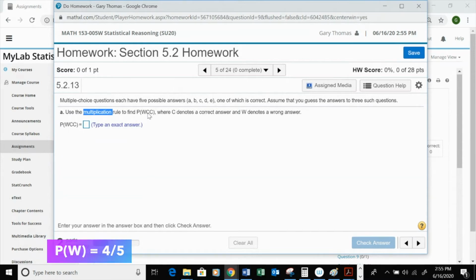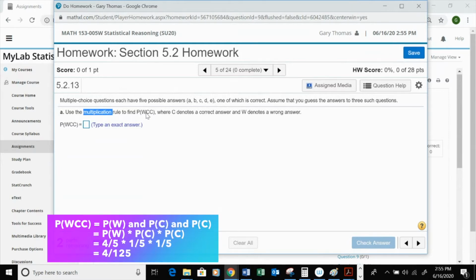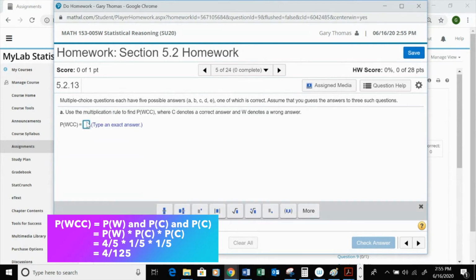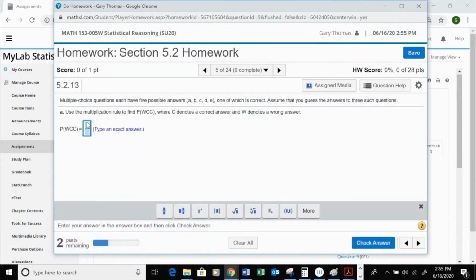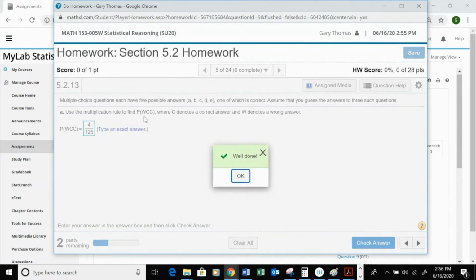And similarly, there's only 1 way to get a correct answer. So 1/5. So 4/5 times 1/5 times 1/5. They want an exact answer, and so in order to be exact, I'm going to use a fraction, right? So on the top, I have 4 times 1 times 1. I'm thinking that's about 4. And in the denominators, I have 5 ways, 5 ways, 5 ways. 5 times 5 times 5 is 125, and they like me so far.